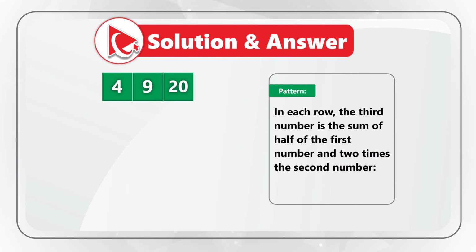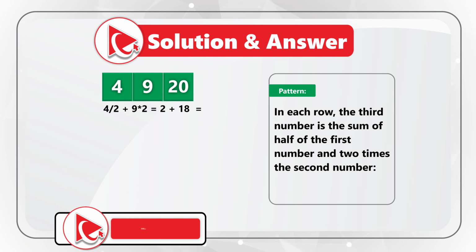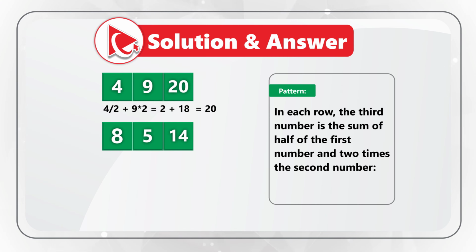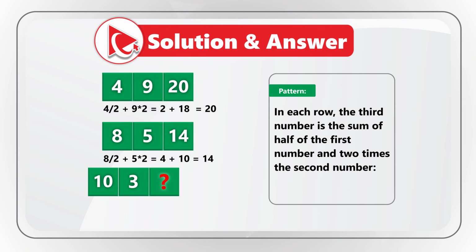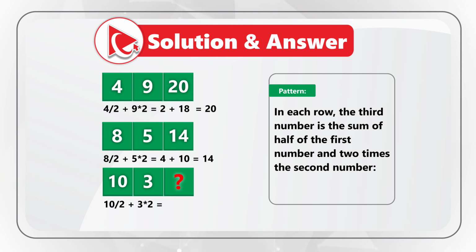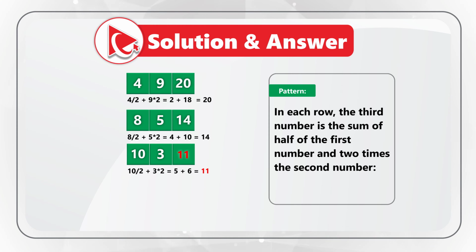The first row has numbers 4, 9, and 20. 4 divided by 2 plus 9 multiplied by 2 equals 2 plus 18 and equals 20, which is exactly the number in the third column. Second row contains numbers 8, 5, and 14. 8 divided by 2 plus 5 multiplied by 2 equals 4 plus 10 and equals 14. And now we are ready to calculate the missing number. 10 divided by 2 plus 3 multiplied by 2 equals 5 plus 6 and equals 11. So the correct choice here is choice B, 11.